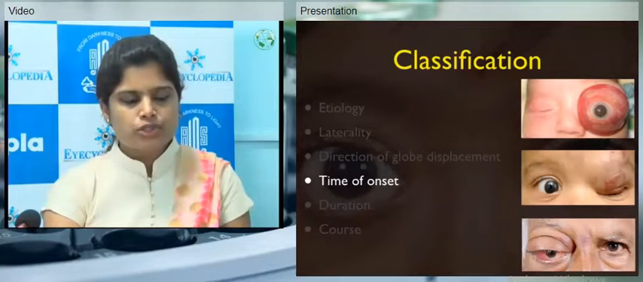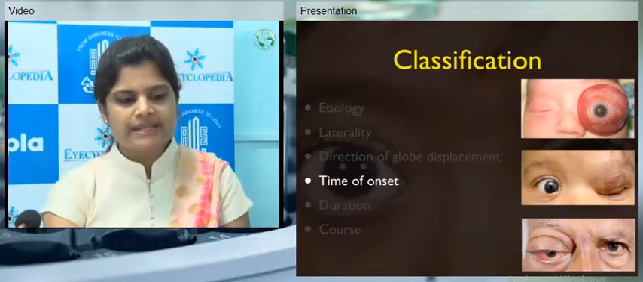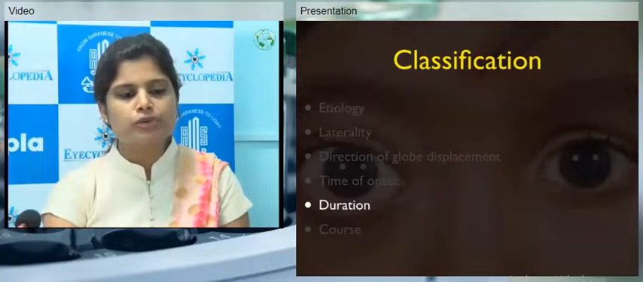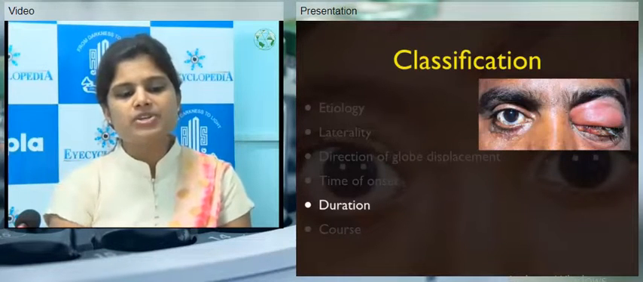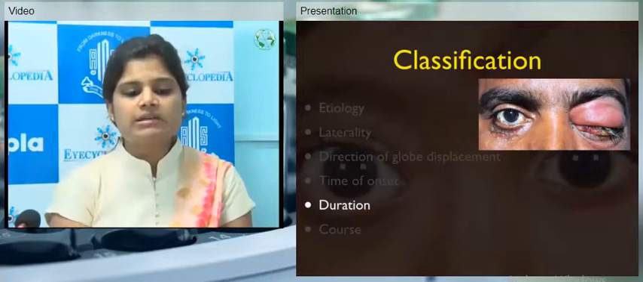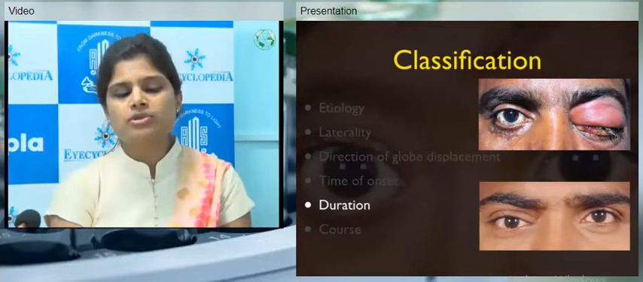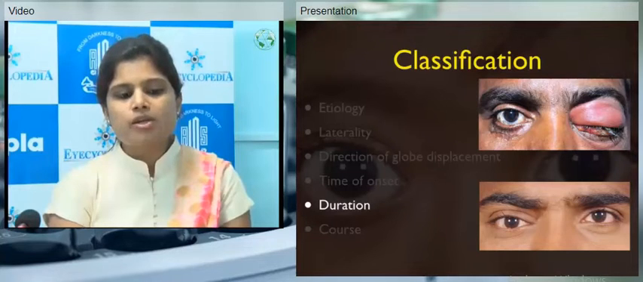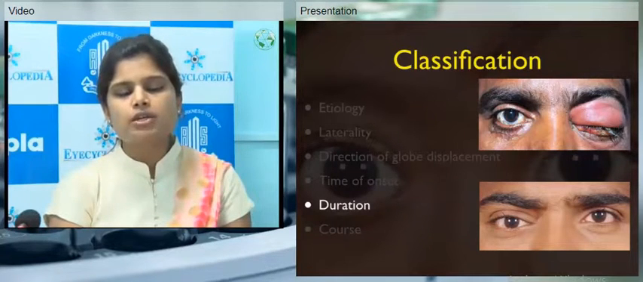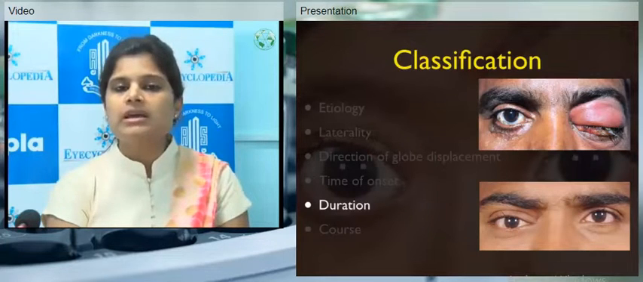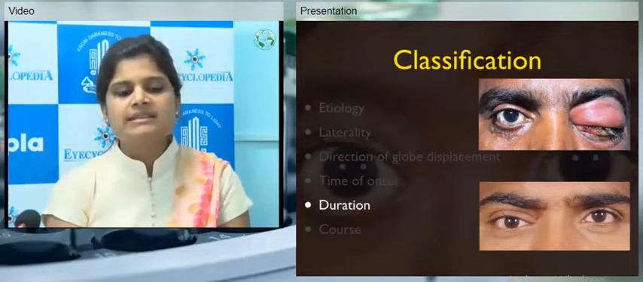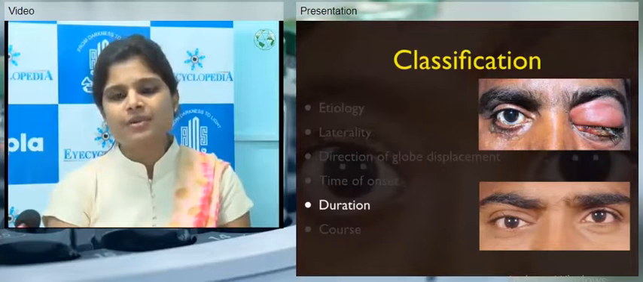Next, going to the classification based on the duration of proptosis. We have to always ask the patient for the history, whether it is sudden onset proptosis or a gradual proptosis. For sudden onset proptosis, there are two things we have to keep in mind. One is trauma and the second one is infection or inflammation.